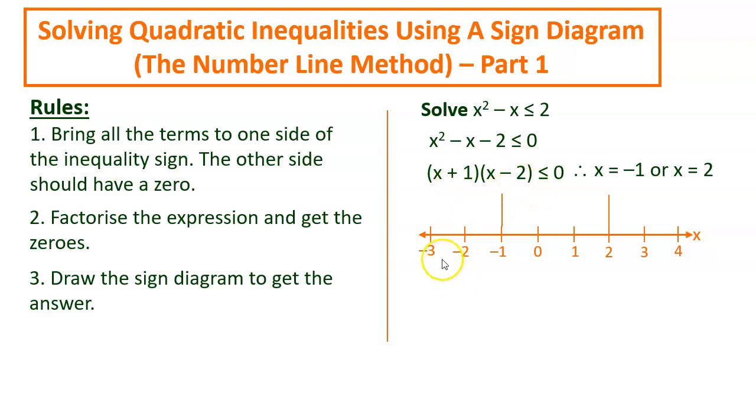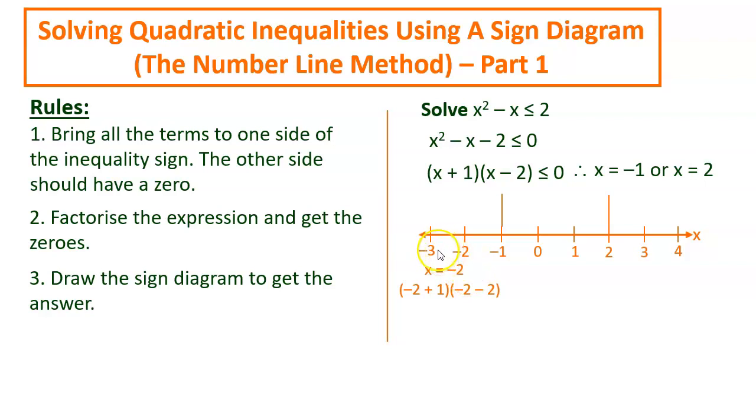So first of all, we come to the leftmost region and we take the x value as negative 2. So negative 2 plus 1 and negative 2 minus 2. And we multiply. Negative 2 plus 1 is negative 1, and this is negative 4. Negative 1 times negative 4 is a positive 4. So we are getting a positive product when we take a value of x from the left side. We have taken x equals negative 2.